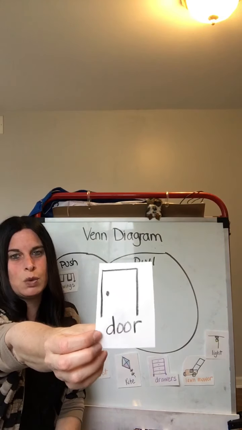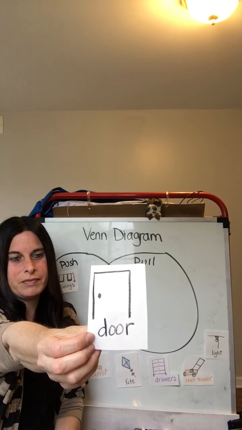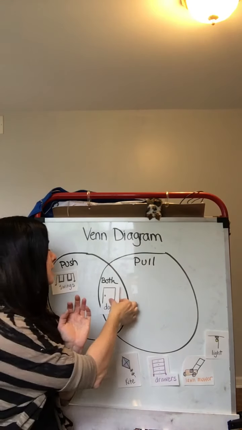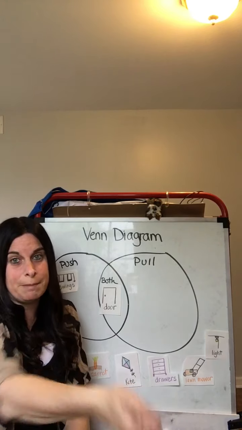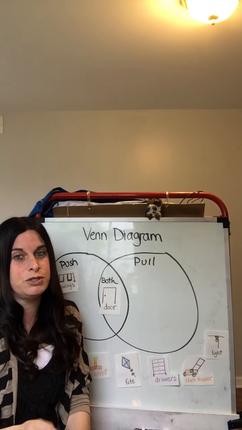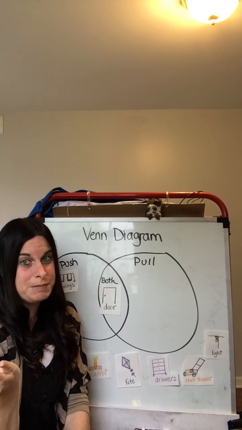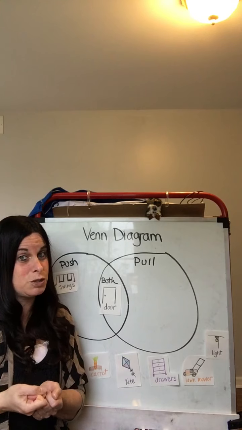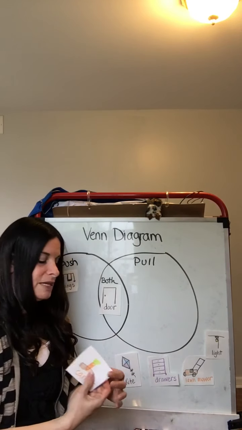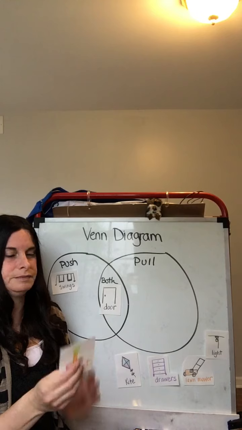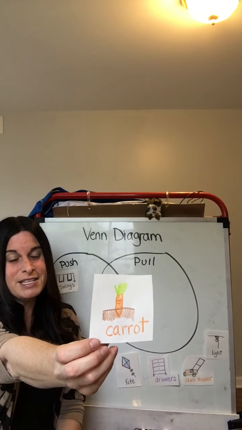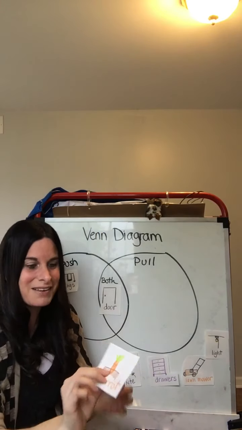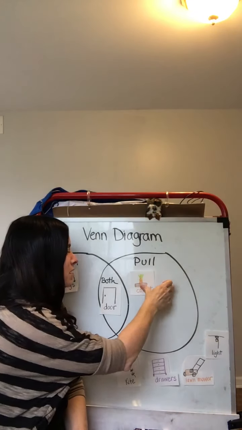All right, how about a door? A door, I thought, could be both, because there's certain doors you need to pull open and there's certain doors you need to push open. So that could be either, right? You could push a door open or you could pull open a door. All right, how about this one? Carrot. A carrot grows in the ground and you're going to pull it out of the ground, right? So let's put this over here with pull.